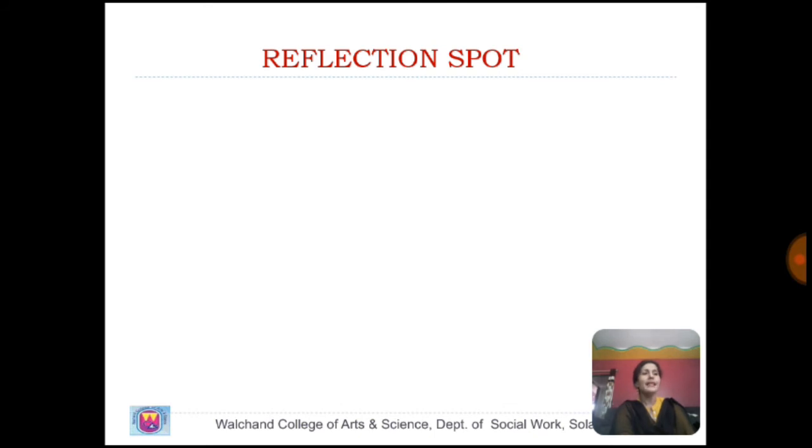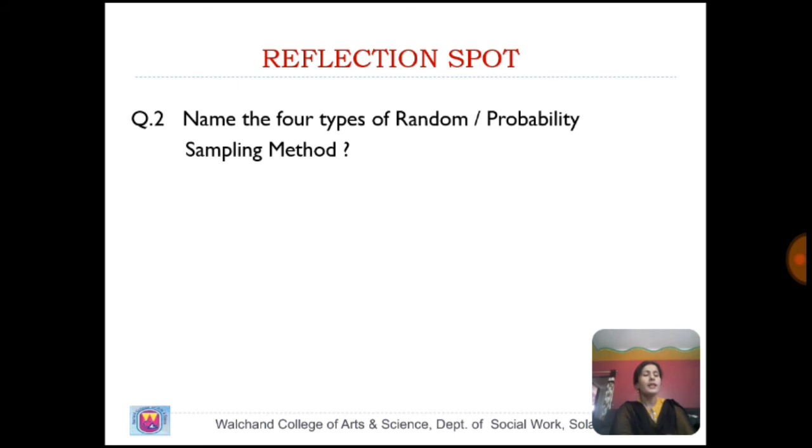Now you can answer the second question related to the topic, and the question is, name the 4 types of random or probability sampling method. The answer is, one more time I will repeat the question, name the 4 types of random or the probability sampling method.